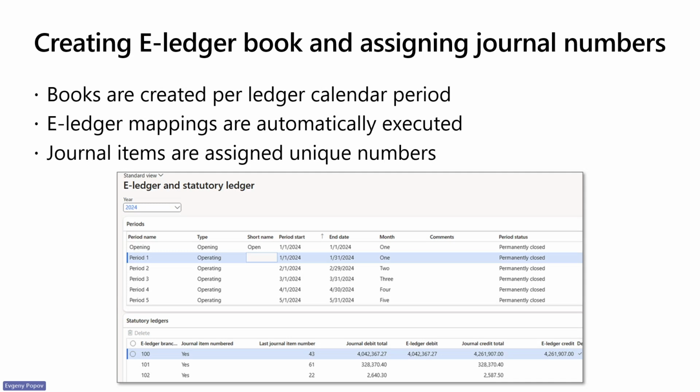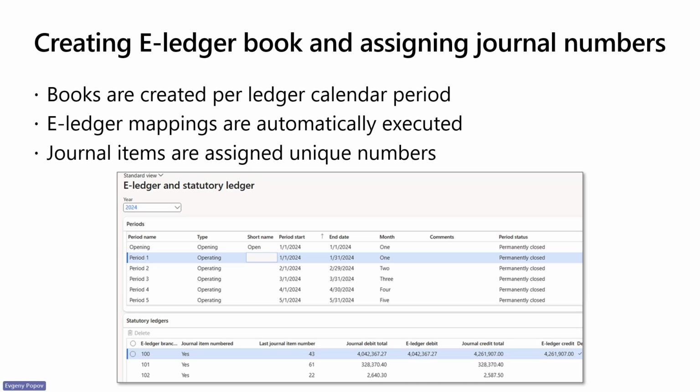Important to note that you create your e-ledger books based on your ledger calendar. So basically, you create a book for each ledger calendar period. The ledger period must be on hold to collect transactions in the book for that period. So first of all, you close all your period, right? You make sure all the documents are posted, all transactions are posted. Then you change the status of the ledger period to on hold, and you can start generating your e-ledger book.